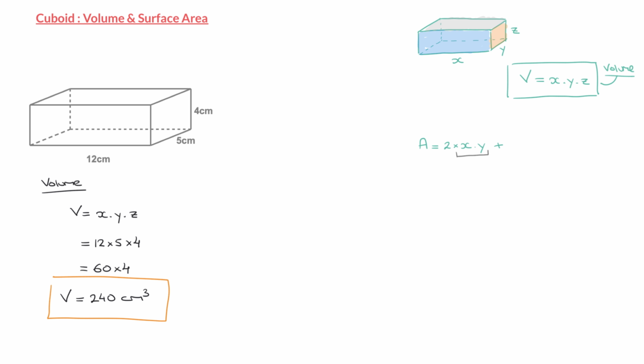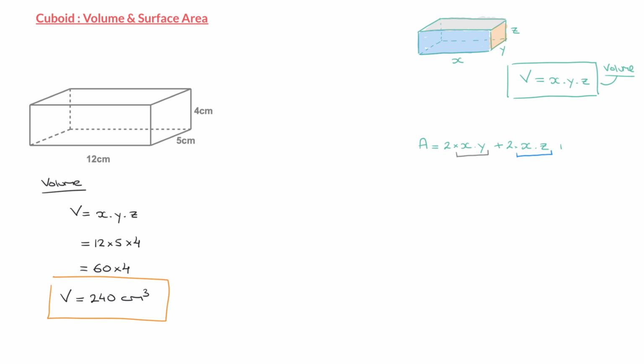I then add to that 2 times the area of this blue rectangle, since we'll have one at the front and at the back of the cuboid. And its side lengths are X and Z, which is the height of the cuboid. So again, here we'll have plus 2 times X times Z. And just to make it clear, X times Z is the area of a blue rectangle.